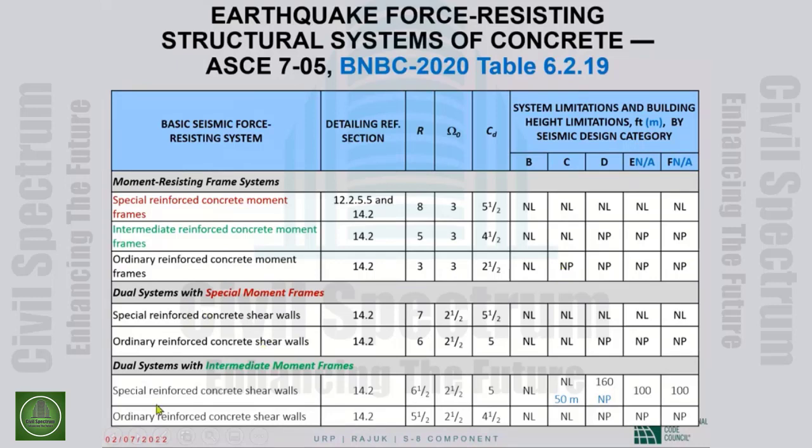Okay, and then I have listed here dual systems featuring special moment frames. So dual system, remember, has frames and shear walls. The frames are special moment frames. If the shear walls are special reinforced concrete shear walls, then you have your R value. If the shear walls are ordinary reinforced concrete shear walls, this is your R value. There are dual systems with intermediate moment frames also. The frame part is intermediate moment frame. Those can be with special reinforced concrete shear walls or ordinary reinforced concrete shear walls. You see the R values.